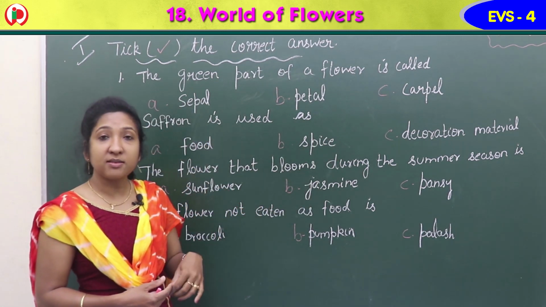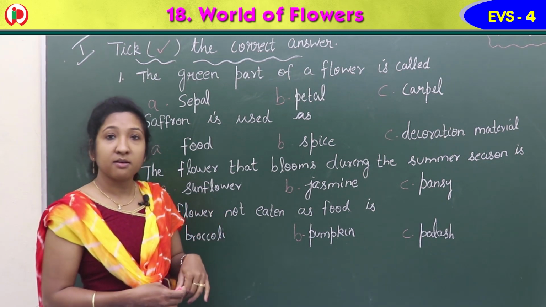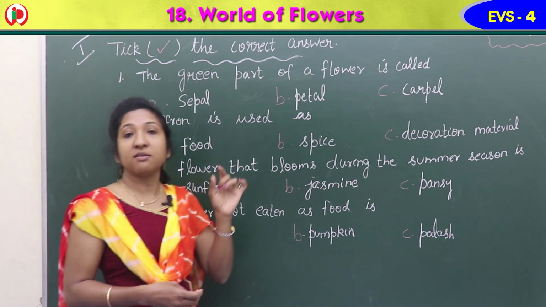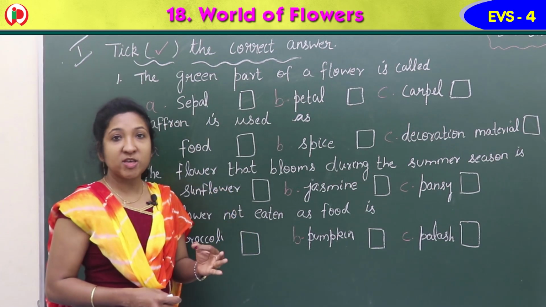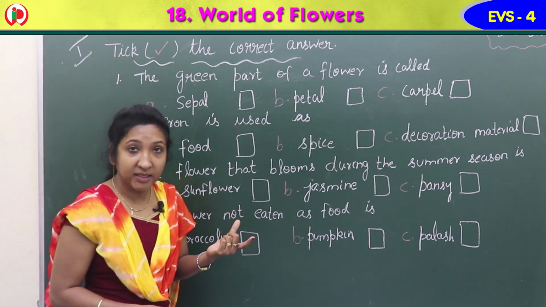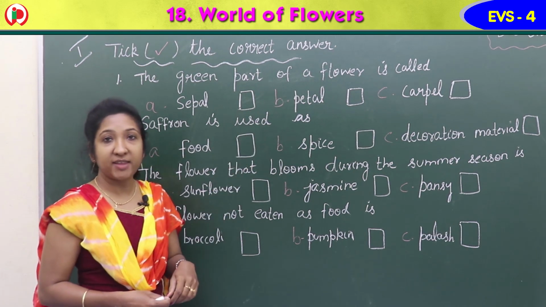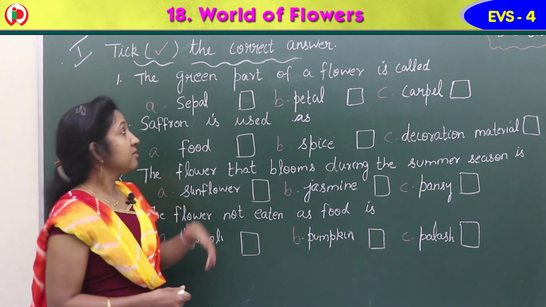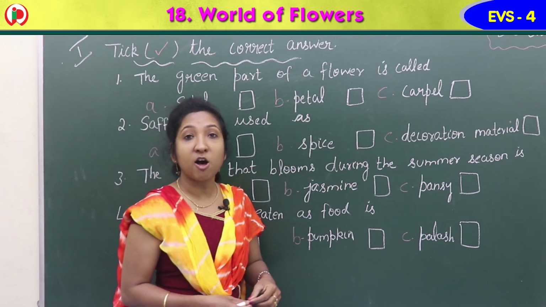Among these options, one answer is correct. So you have to tick the correct answer. Okay, children? Three options are there, A, B, C. Check which option is correct and you have to give a tick mark in the square box of that correct option.